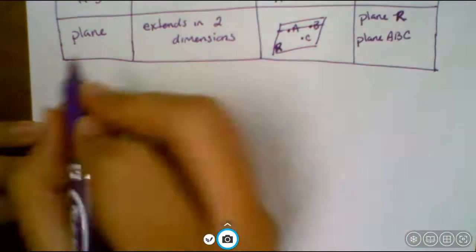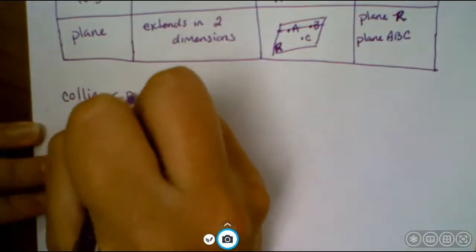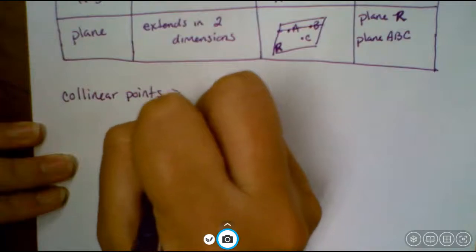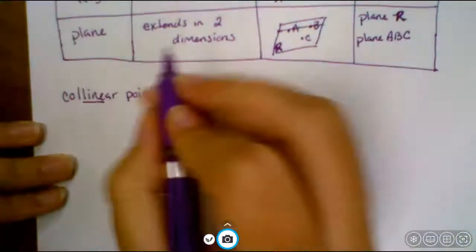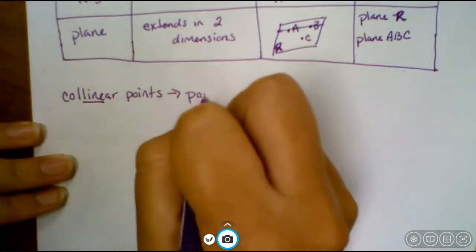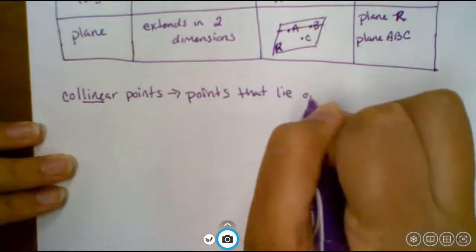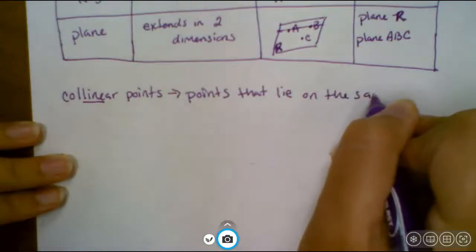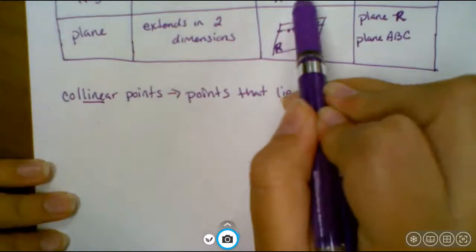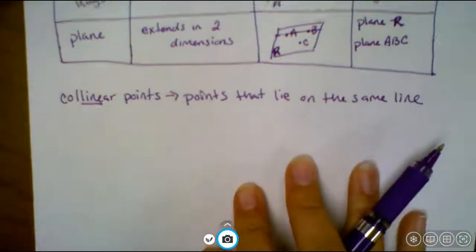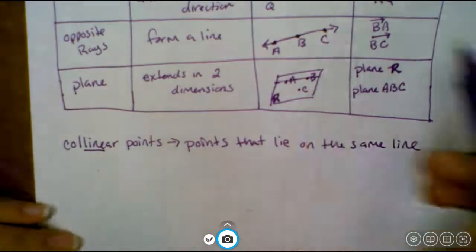We have collinear points. Collinear, see how it has the word line in it? Okay, that's kind of an easy way to remember what it means. It means points that lie on the same line. So if we look up here, A, B, and C lie on the same line, so they would be collinear.